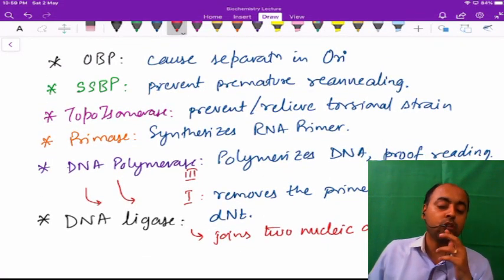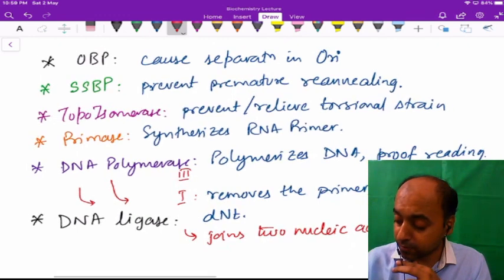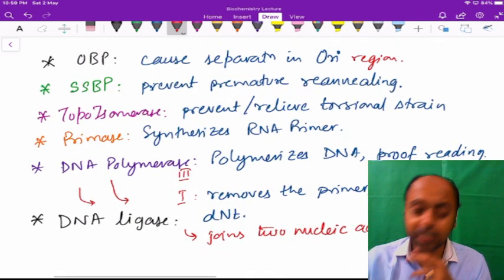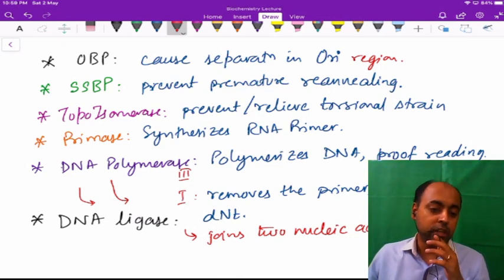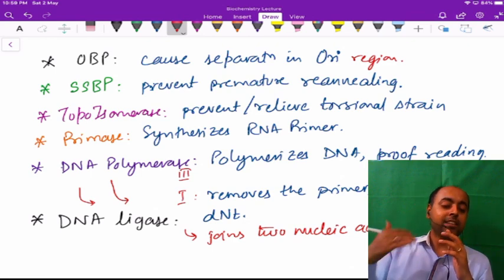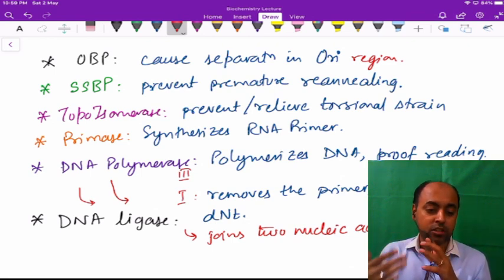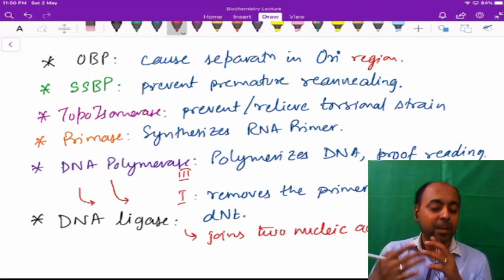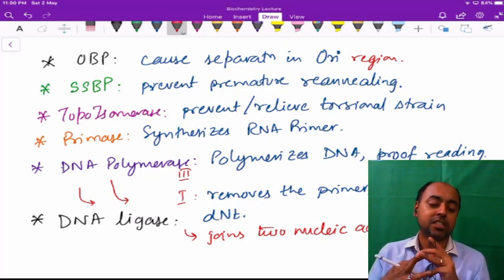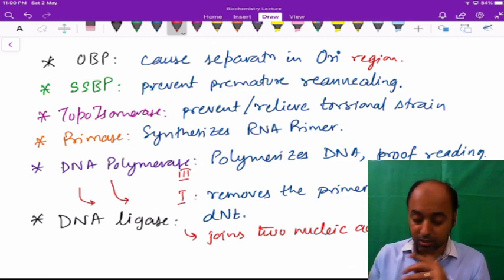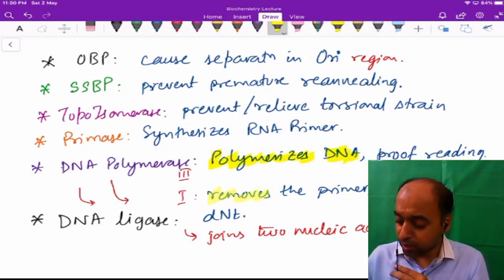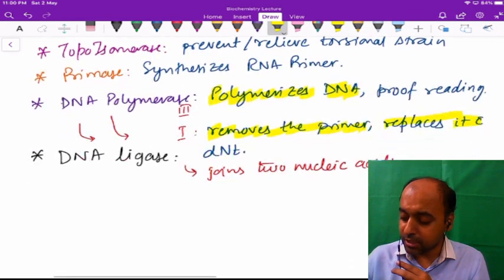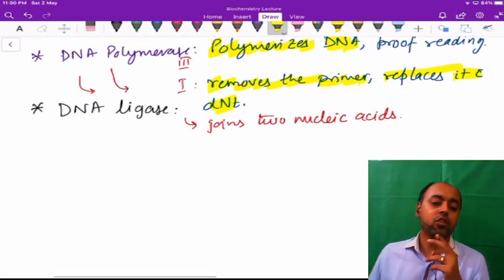The ORI binding protein will cause separation in the ORI region. The single strand binding protein will join with the separated strands and will prevent the premature re-annealing. The topoisomerase at the same time will act and relieve the torsional strain. After that, the primase will synthesize the RNA primer, which is extended by the DNA polymerase type 3. The DNA polymerase type 3 will primarily carry out the polymerization of the DNA. The DNA polymerase 1 will remove the primer and replace it with the deoxynucleotide.